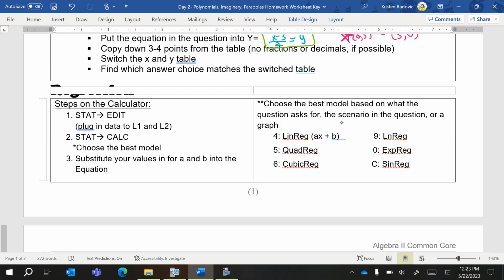These are the ones we mainly use for logs and exponential. And what's important are the steps on your calculator. You need to know that to get to the list, you have to hit stat edit. And then to create the regression, you have to hit stat calc. So knowing that regressions are in the stat section of your calculator, super important.